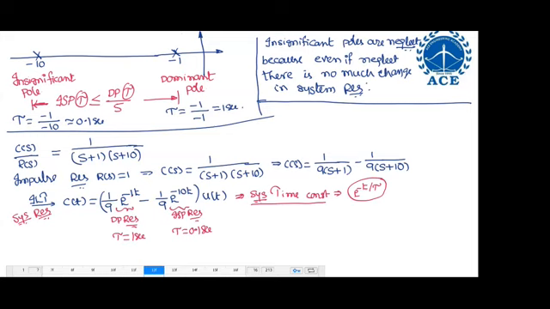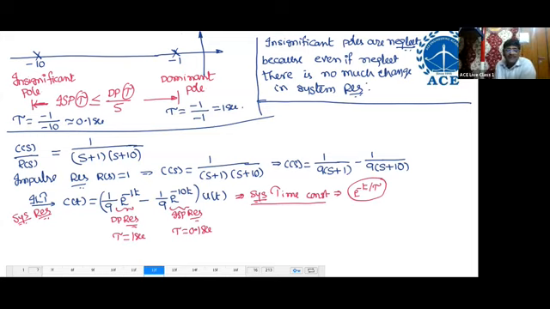According to the formula, G(s) is equal to K into, that is not C(s), that is C(s) by R(s), the complete transfer function it is. You can take it. What is there? K into 1 plus s form also you can take.